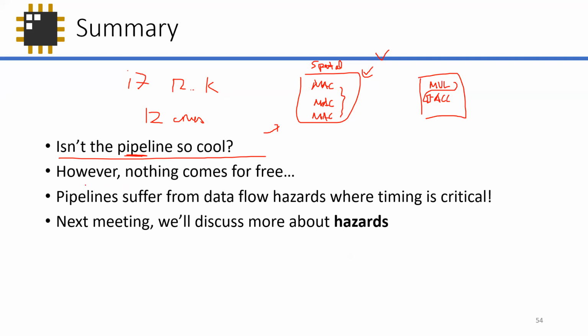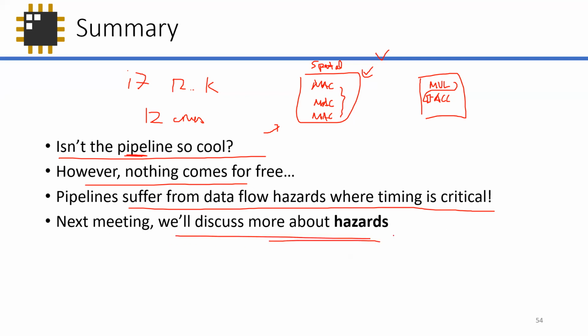However, there is a problem here. Nothing comes for free, because pipelines suffer from data flow hazards where timing is critical. And that's something that we'll discuss more in the next meeting. We'll discuss more about hazards, which need to be handled, although it's very easy to handle them. There are very specific scenarios already. But complicated pipelines like those of AMD and Intel have even more sophisticated hazard control.